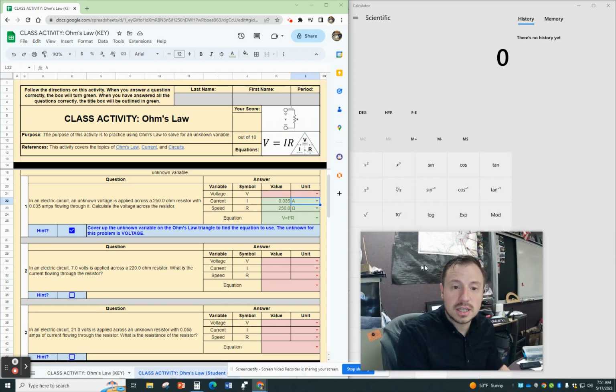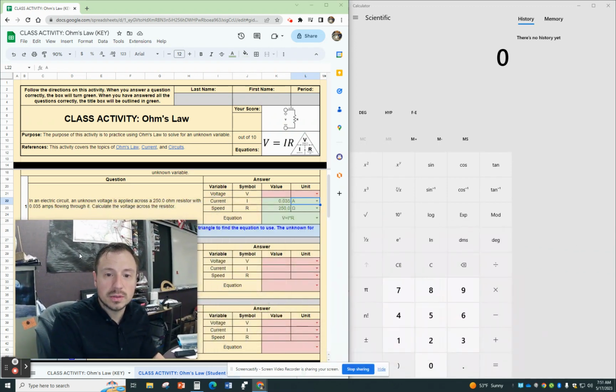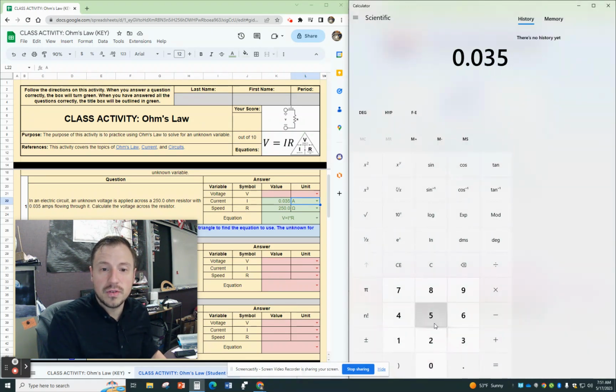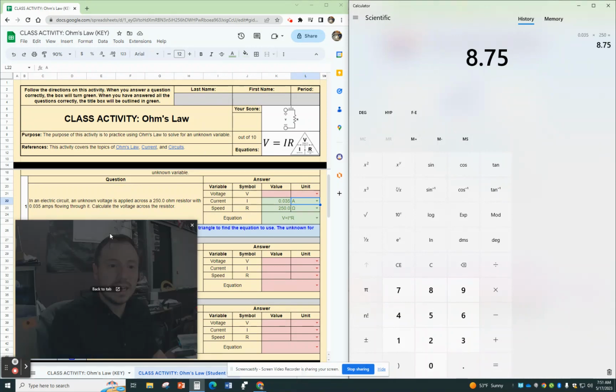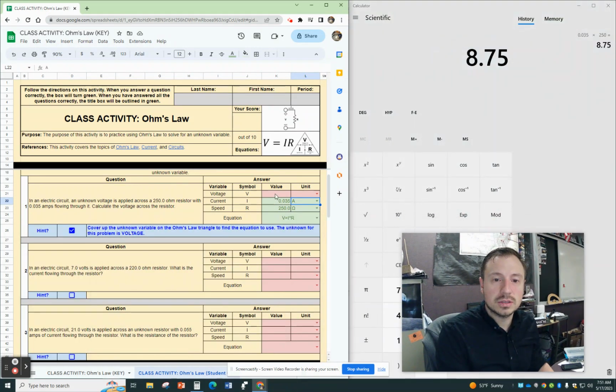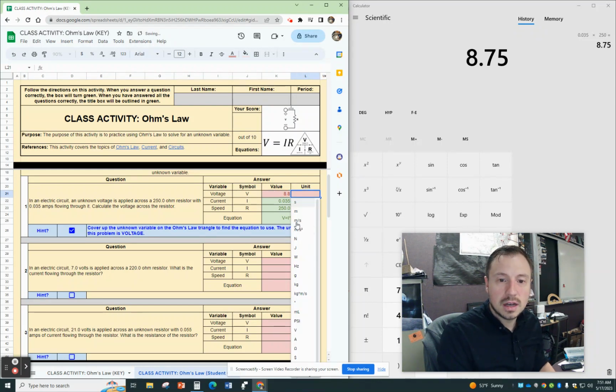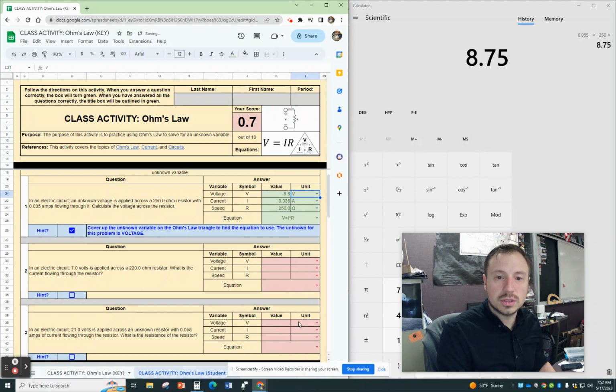So I can come into this calculator. Let me move this over here so I can see a little bit more. It's just current times resistance. So I take 0.035 and I multiply it by the resistance, which is 250 ohms. Perfect. So I get 8.75 volts. I come in here, 8.75, and that is volts, right?